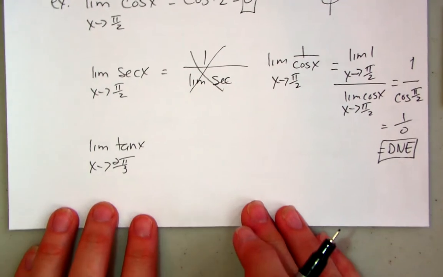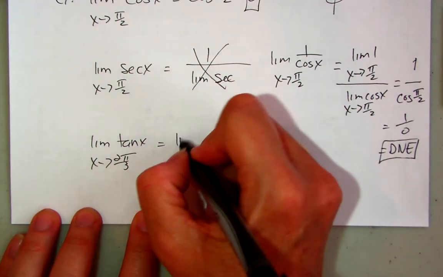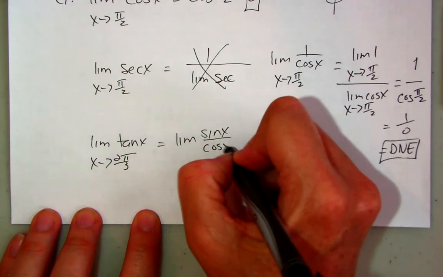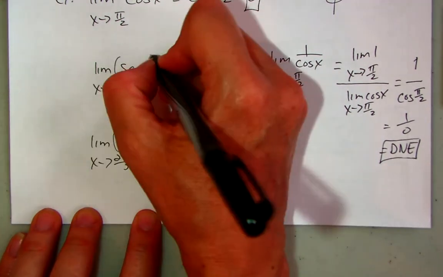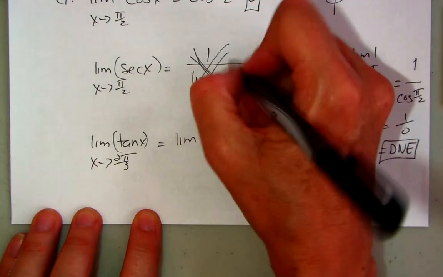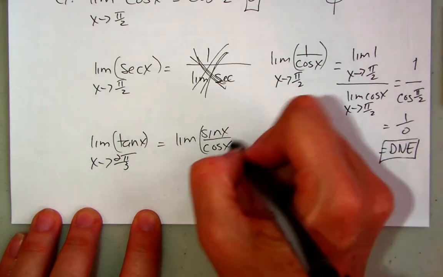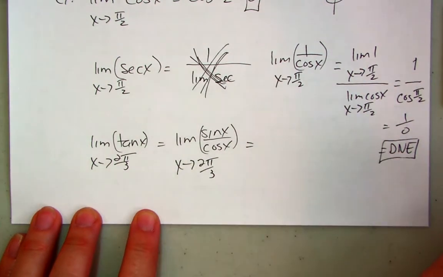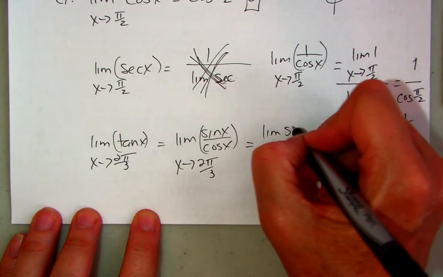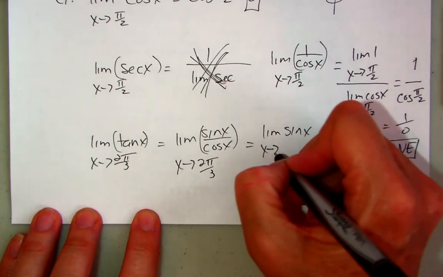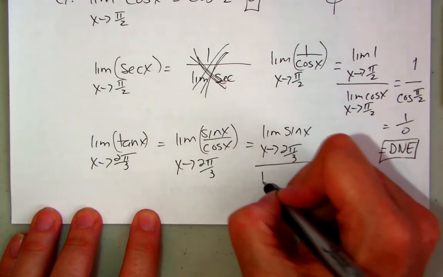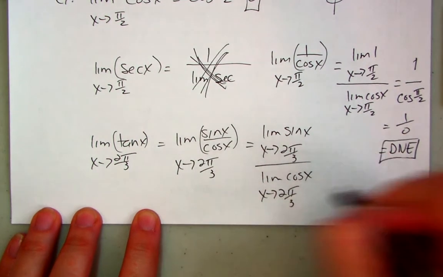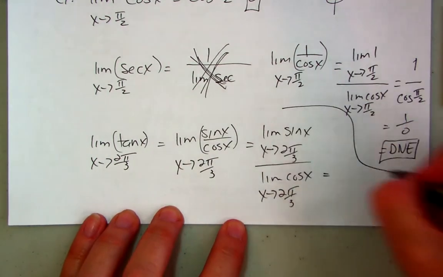Last, tangent. We can rewrite that as sine of x over cosine of x, just this function, just like I did here, not there, as x approaches 2 pi over 3. Now I'm going to use the quotient property, the limit of sine of x as x approaches 2 pi over 3, and the limit of cosine x as x approaches 2 pi over 3. Let's see what that equals.